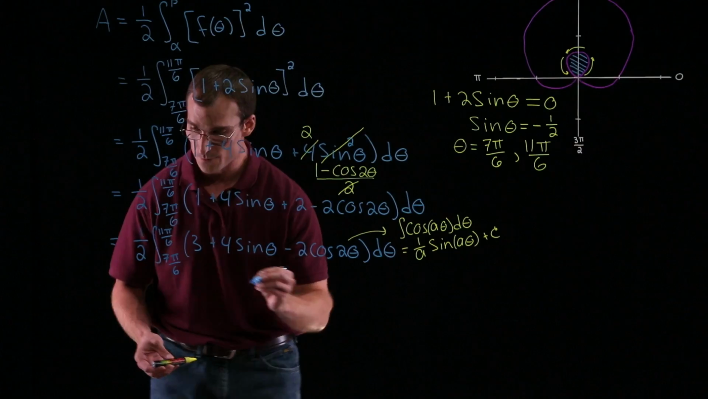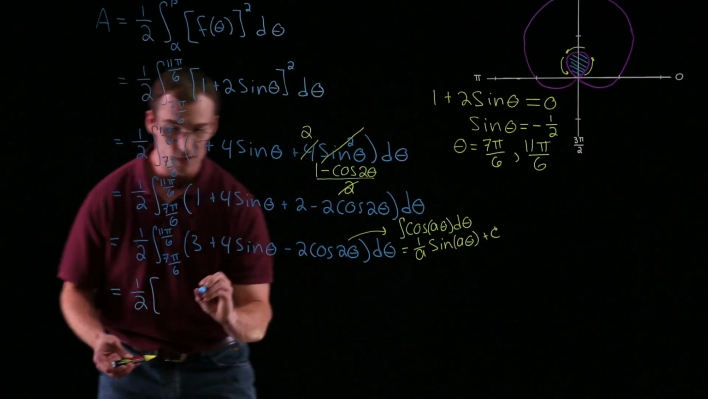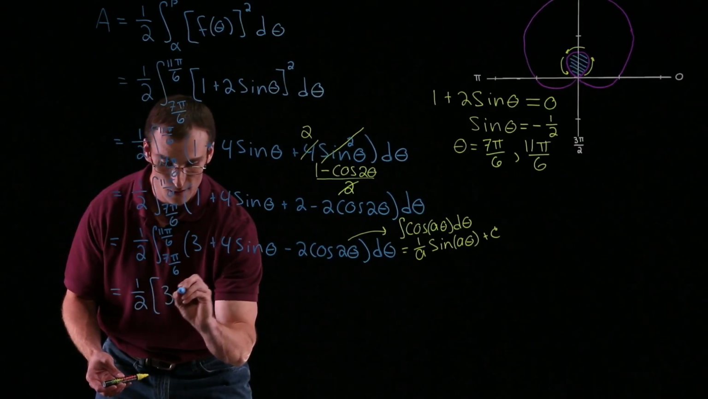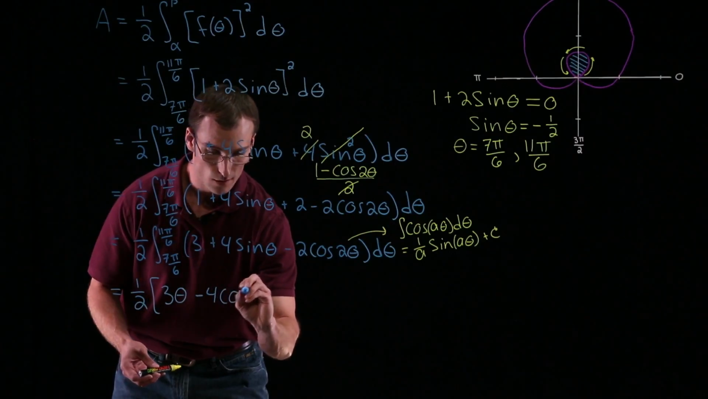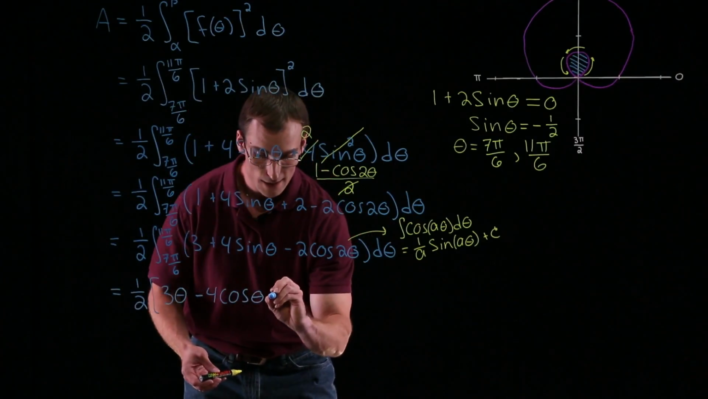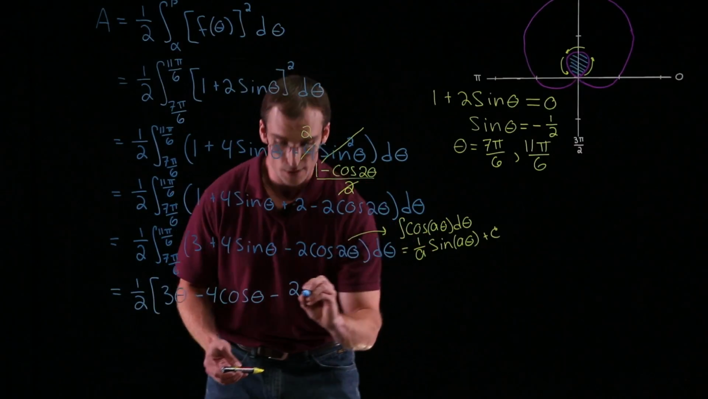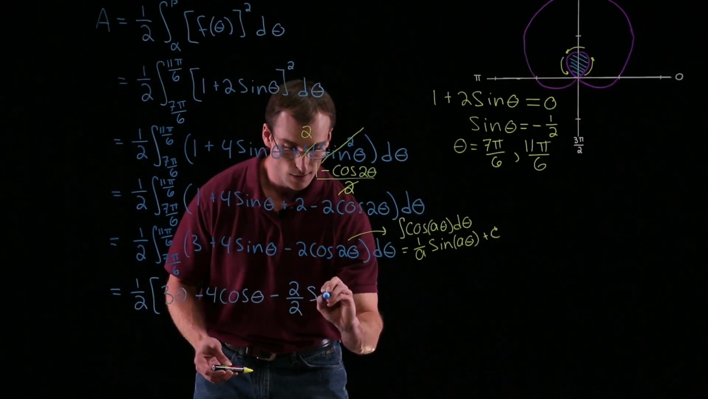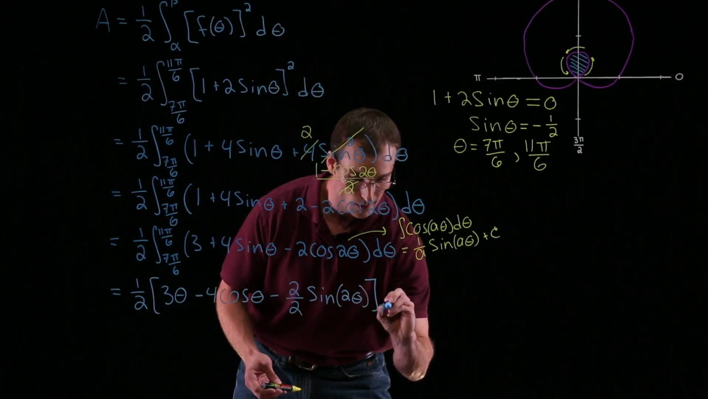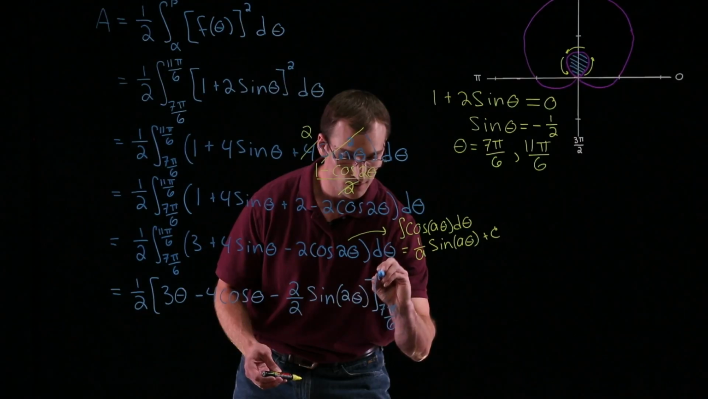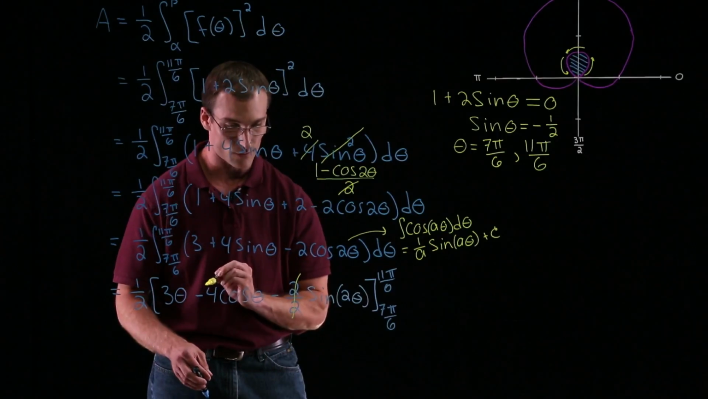Now, going back through and taking our antiderivative, we're going to have 1/2 times the quantity: the antiderivative of 3 with respect to theta is 3 theta, and then minus 4 cosine theta, and then minus our 2, right, which is here, but then the 1 over a, our a is going to be the 2 in here, so that'll be 2 over 2 times sine of 2 theta, evaluated from 7 pi over 6 to 11 pi over 6. And of course, our 2's here are going to cancel.